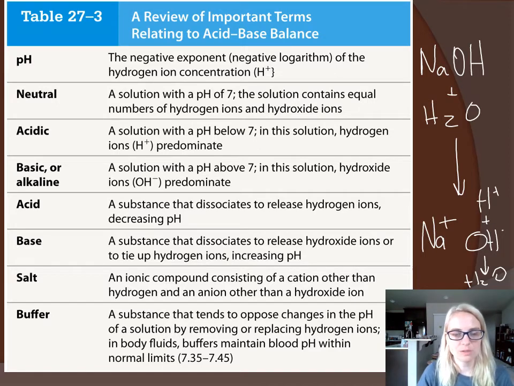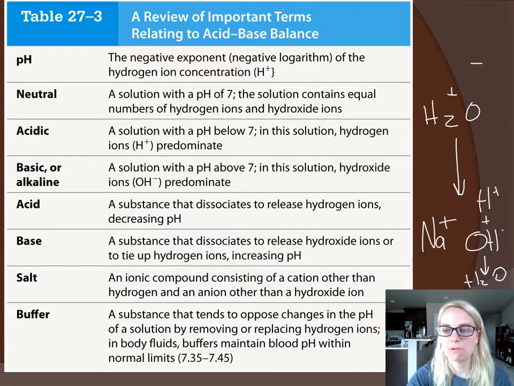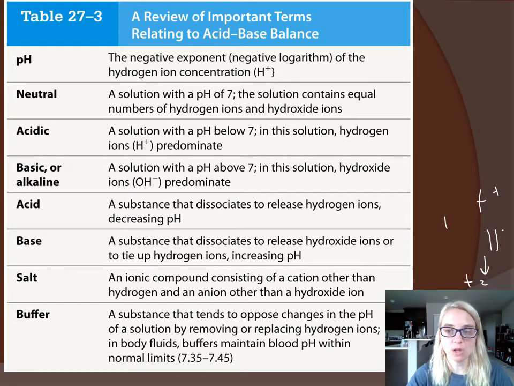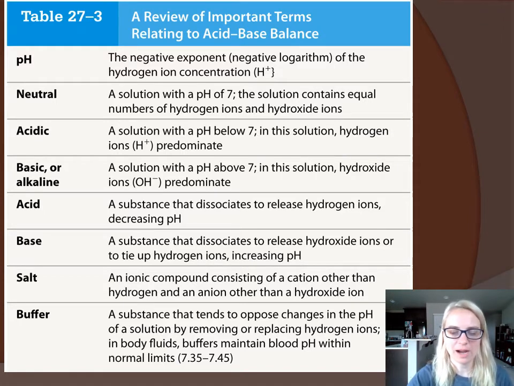So this definition: a base is a substance that dissociates to release hydroxide ions or to tie up hydrogen ions, increasing the pH number. Okay, so that's our idea of what an acid and a base is. An acid is anything that can increase the concentration of hydrogen ions, making the pH lower, while a base is anything that is going to decrease the concentration of hydrogen ions, making the pH higher.